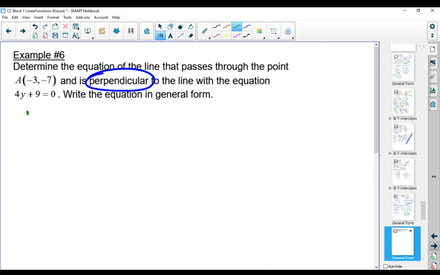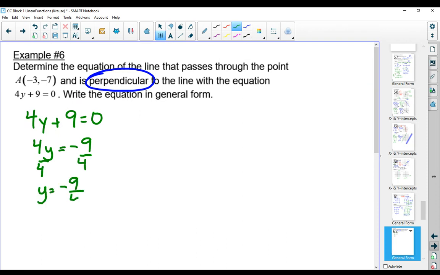So again, start off with the slope. We've got 4y plus 9 equals 0. That means that 4y equals negative 9, divide by 4, and y equals negative 9 over 4. Now, if I look at that equation, it might be difficult to originally figure out what your slope is. So let's rewrite it as y equals mx plus b. I have no x, so that means I have 0x minus 9 over 4. That means that my slope is 0.